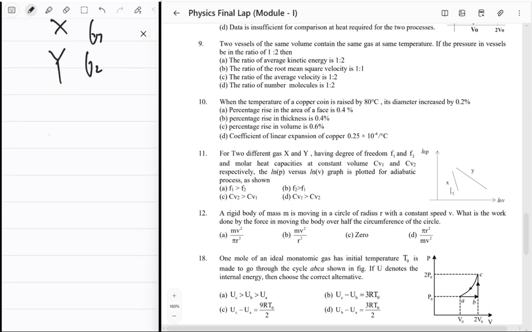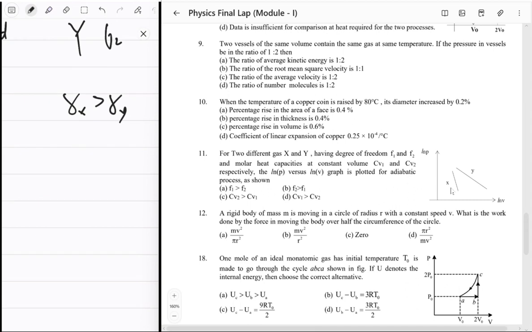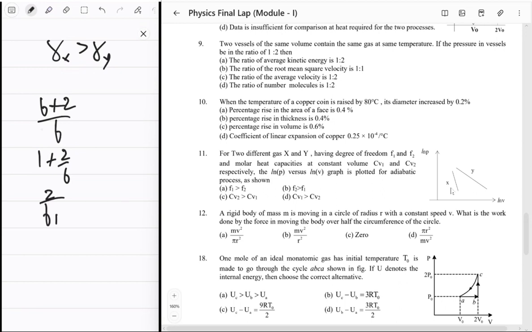So gamma X is bigger than gamma Y, it seems. And what is gamma? It's just the degrees of freedom plus 2 upon degrees of freedom, which is 1 plus 2 upon degrees of freedom. So that means 2 upon degrees of freedom of X, which is f1, is bigger than 2 upon f2. So f1 is less than f2.